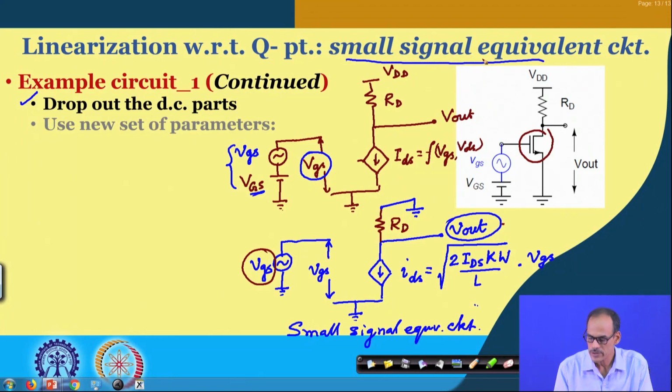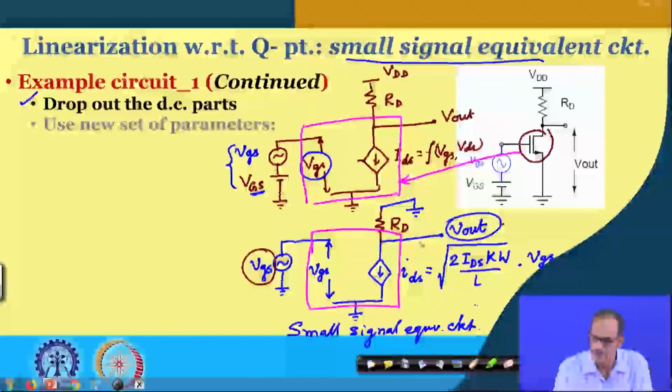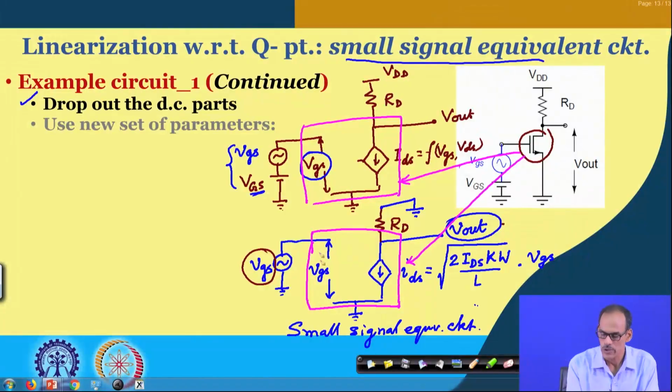One important thing is that this portion is the model of the MOS transistor, and this is referred to as the large signal model, whereas the small signal equivalent circuit we obtain for the transistor is the small signal model. So, this model is the small signal model.